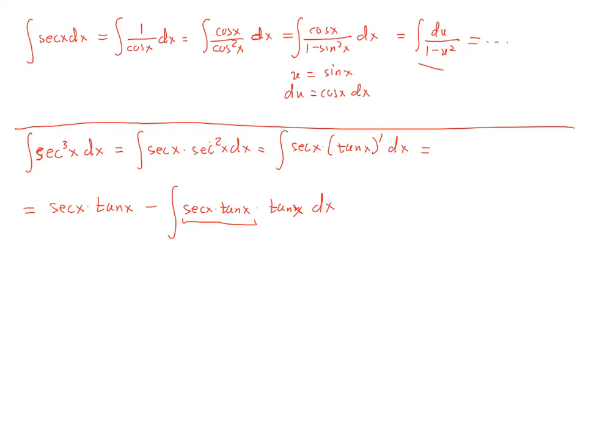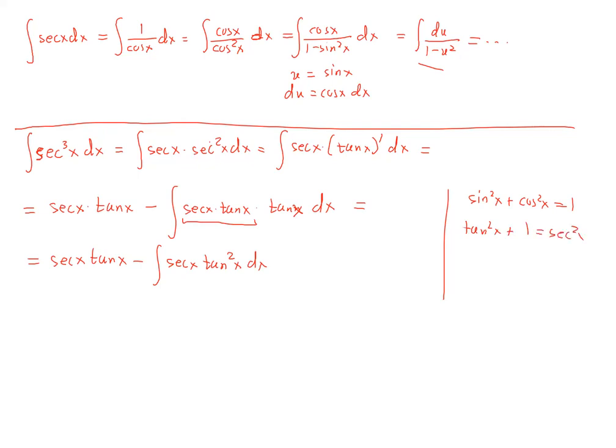And once you get here, it's kind of interesting because you can still write this as secant x times tangent square of x. And here there's an interesting identity that everybody should know. So if you take the Pythagorean theorem and you divide it by cosine square of x, then what you get is tangent square of x plus 1 is actually secant square of x, right? Which tells you that tangent square of x is secant square of x minus 1.